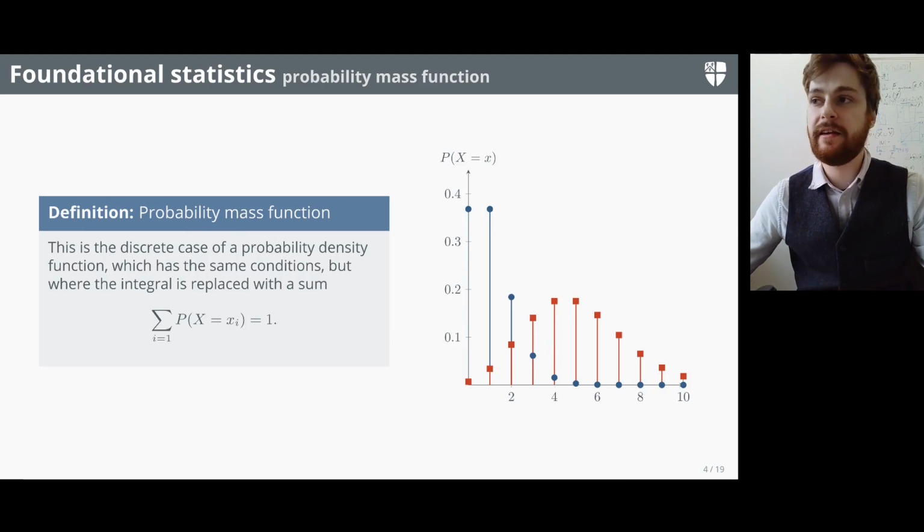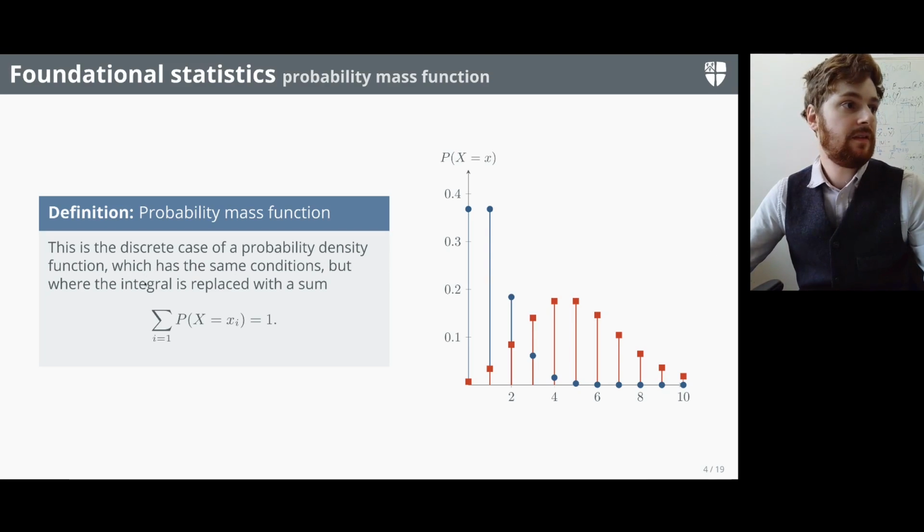This is just looking at it in the continuous case, but we can also look at the discrete case, in which case it's called a probability mass function. I'm just reading the slide. It's the same conditions, but we basically just replace that integral with a sum. Here's an example here. We generally tend to use a capital P here.